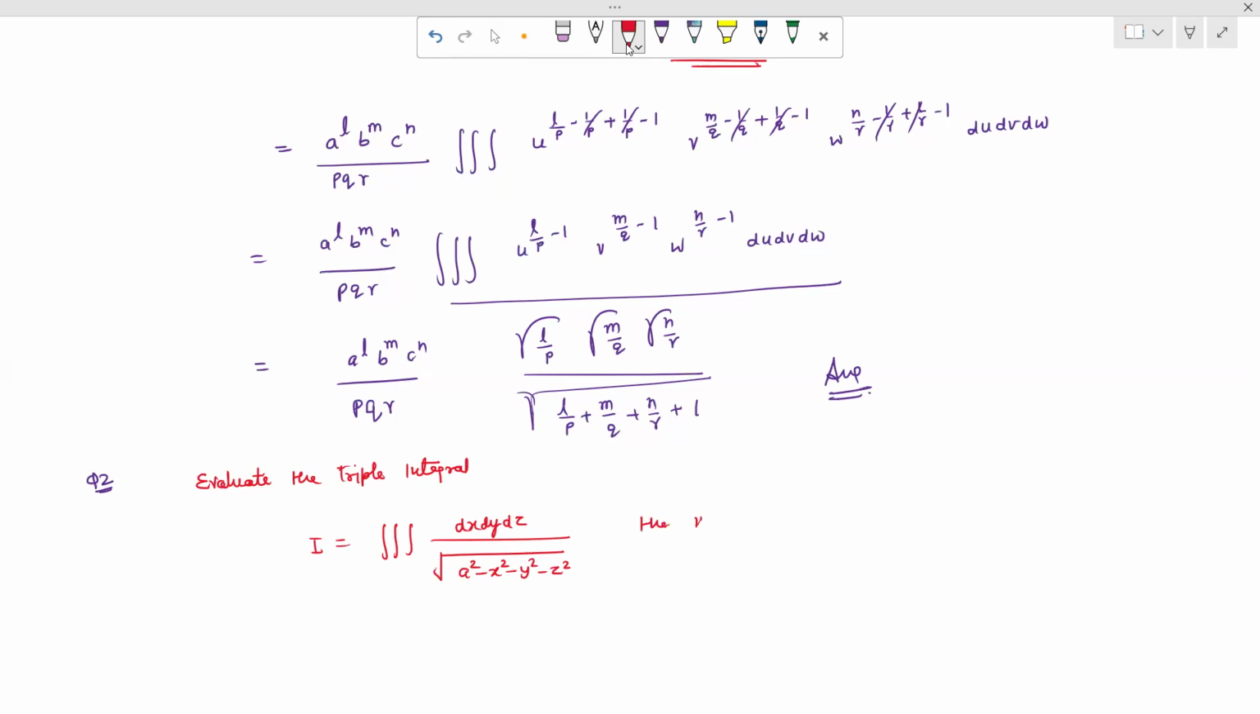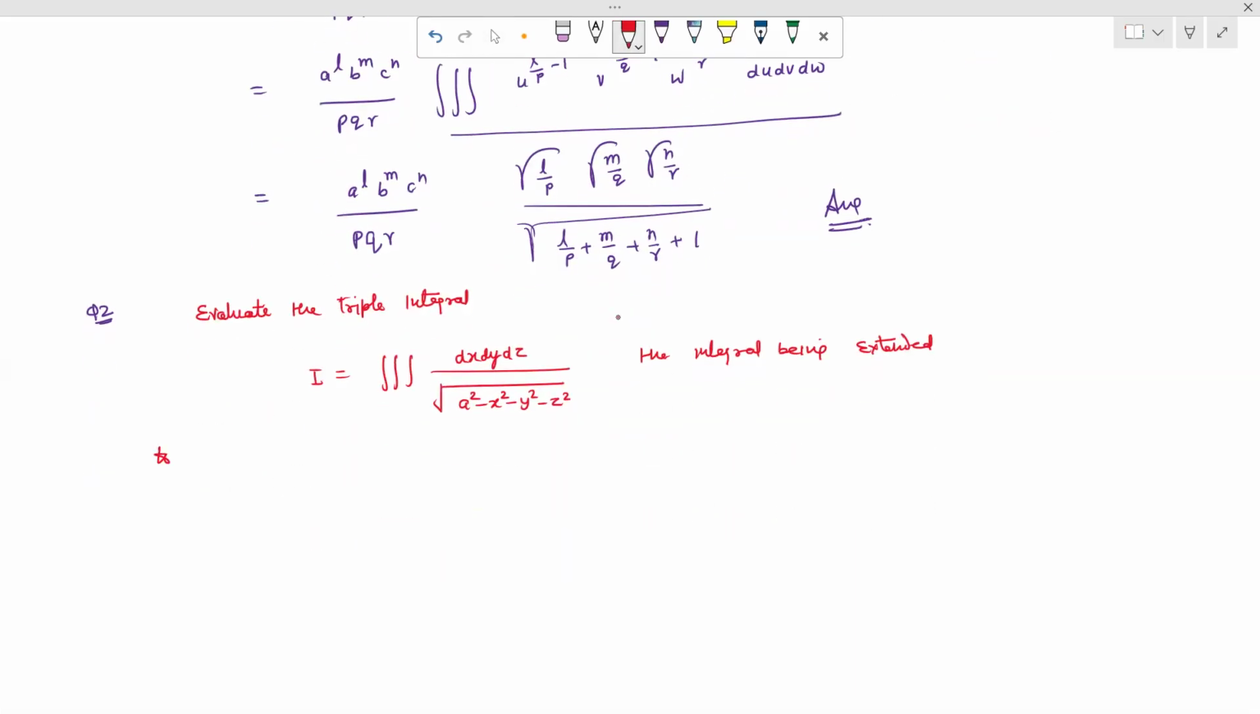The integral being extended to all positive values of the variables for which the expression is real. Expression is real. So what is the expression?